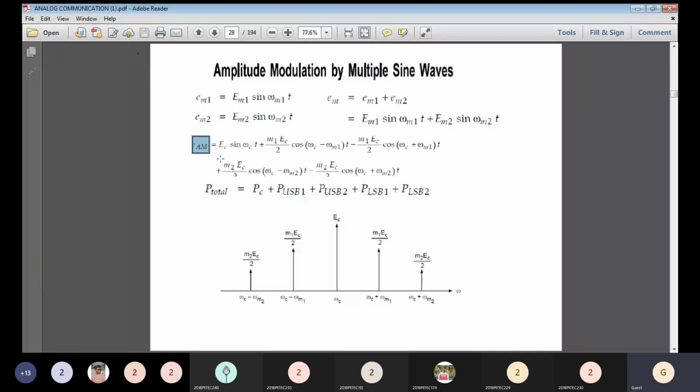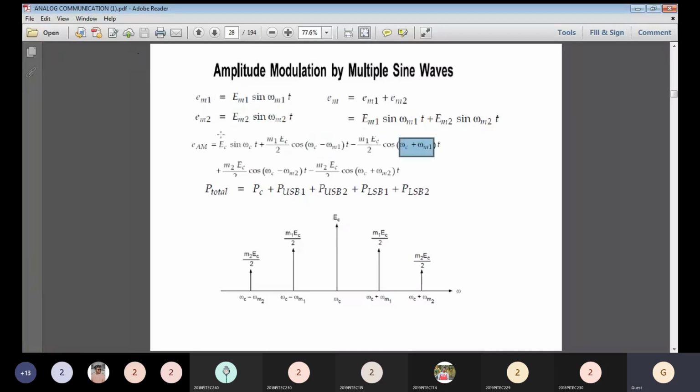The amplitude modulated signal is equal to, see here, the same first component, the carrier component, EC sin omega CT, without involving any message signal values. The next one is the modulation index of the first signal, M1 EC by 2 cos (omega C minus omega M1) T. Omega M1 is nothing but the frequency of the first signal. Let's look at the frequency components alone. First one is omega C minus omega M1 into T. The second term is omega C plus omega M1 T.